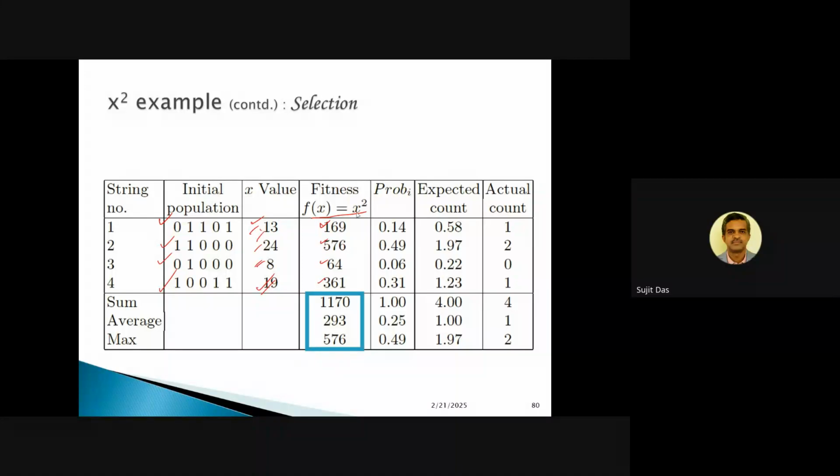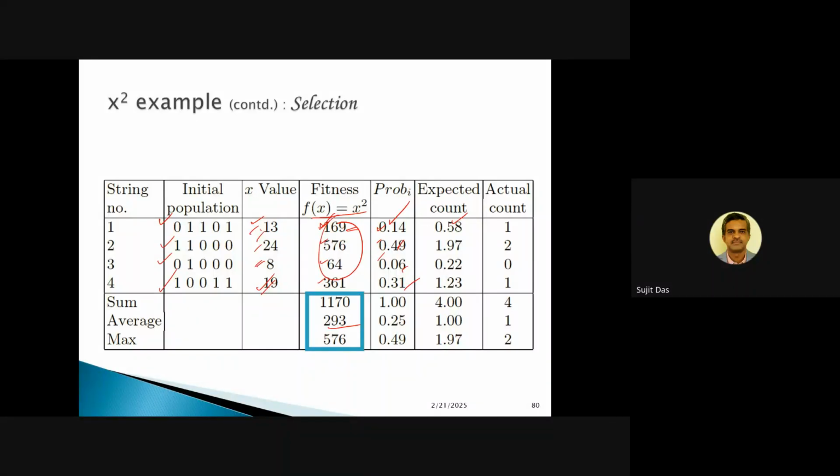So we are finding probability. How we are finding the probability, as you know? This divided by summation of all. 169 divided by summation of all, we will get probability. Simply like that. How are you finding expected count here? See, expected count. So 169, 169 divided by this average, if you do, you will get 0.58.